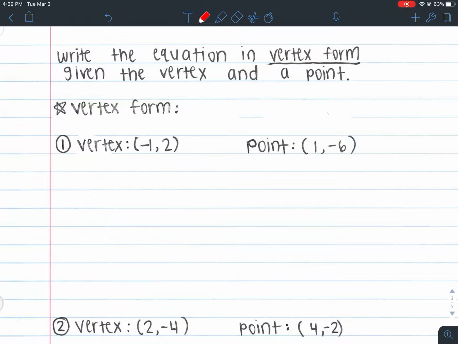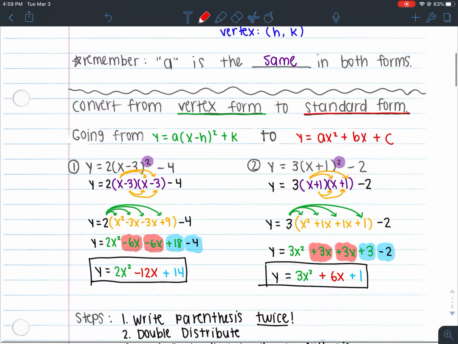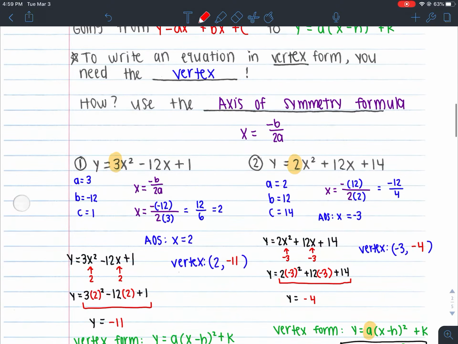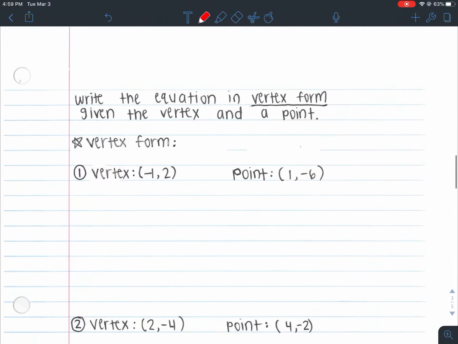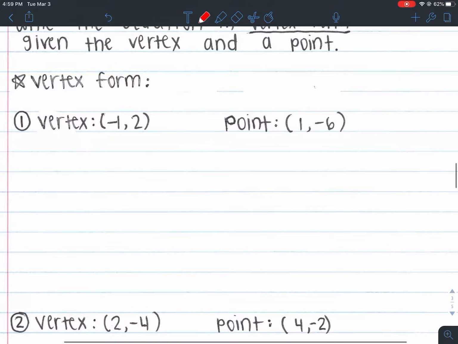Hey guys, welcome to the second portion of these notes where we write the equation in vertex form given the vertex and a point. So in the previous video, I talked about how we go from vertex form to standard form, and then how we go from standard form to vertex form. So let's talk about how to write an equation in vertex form given the vertex and a point.